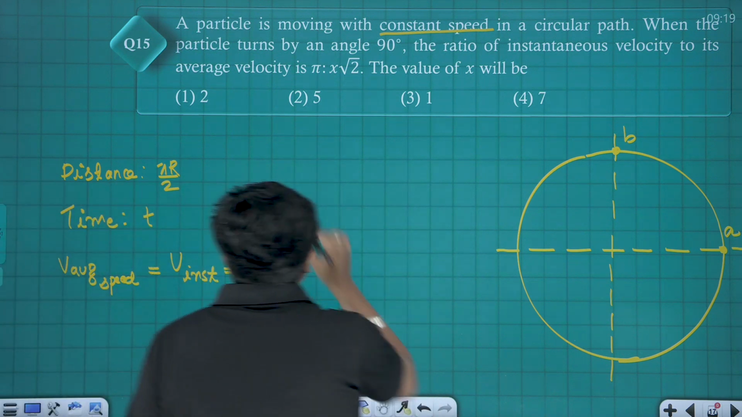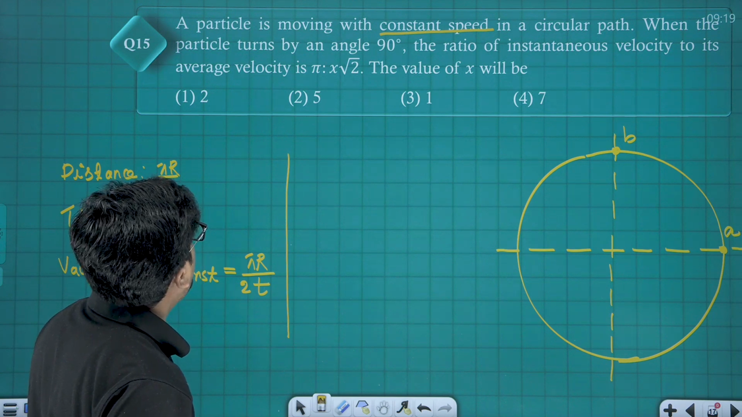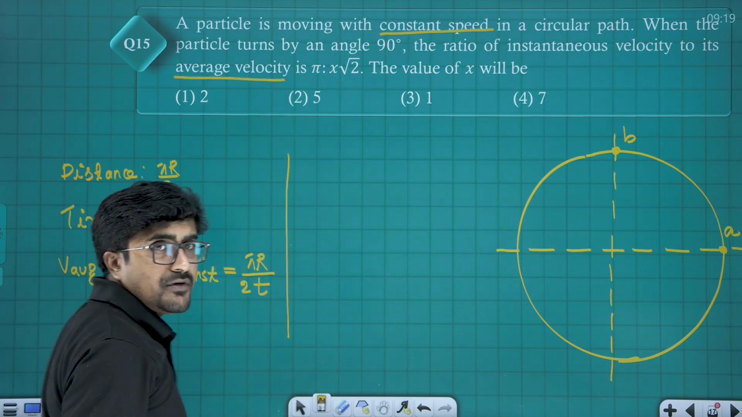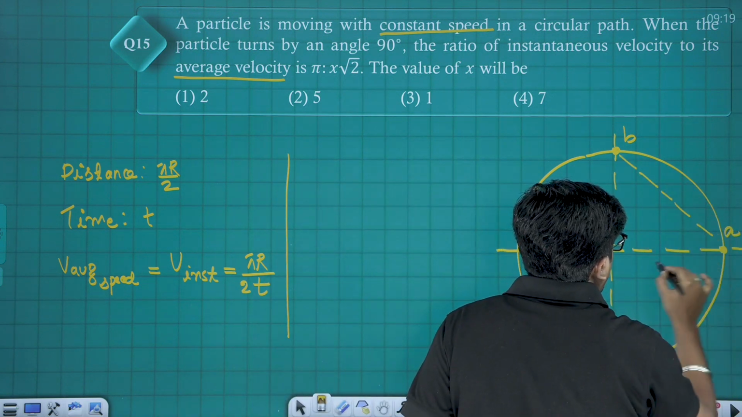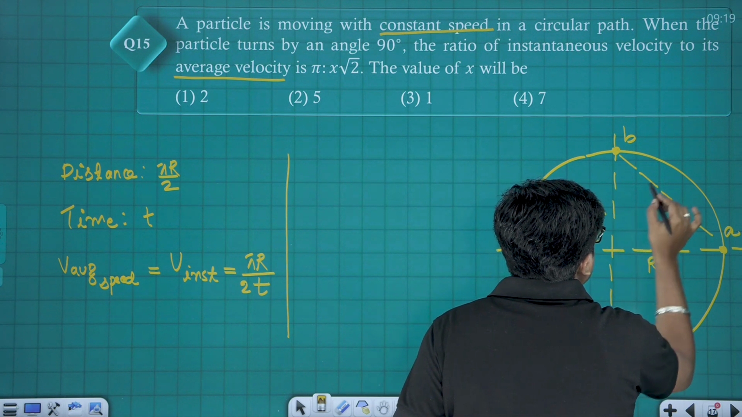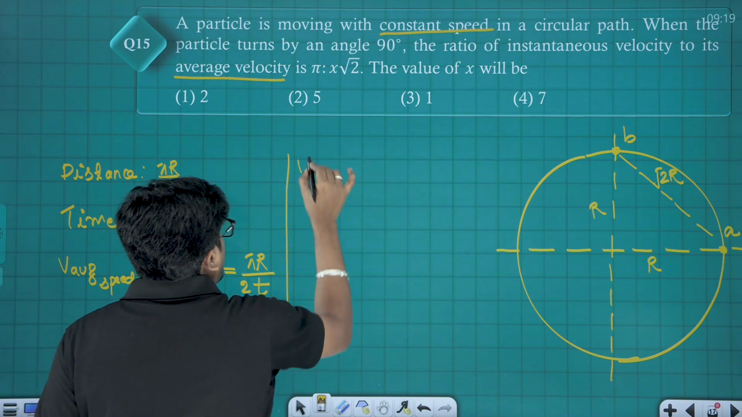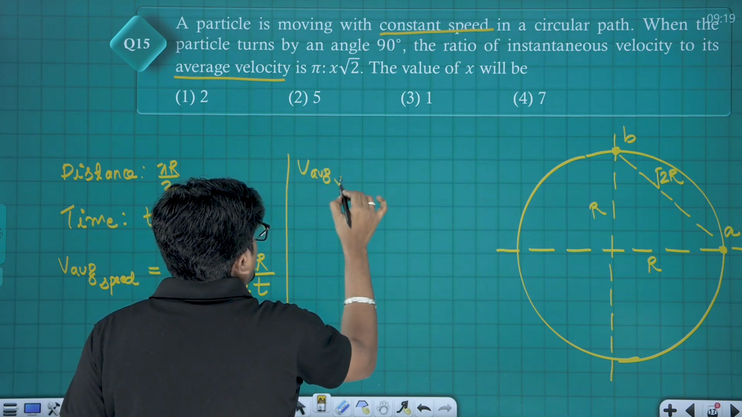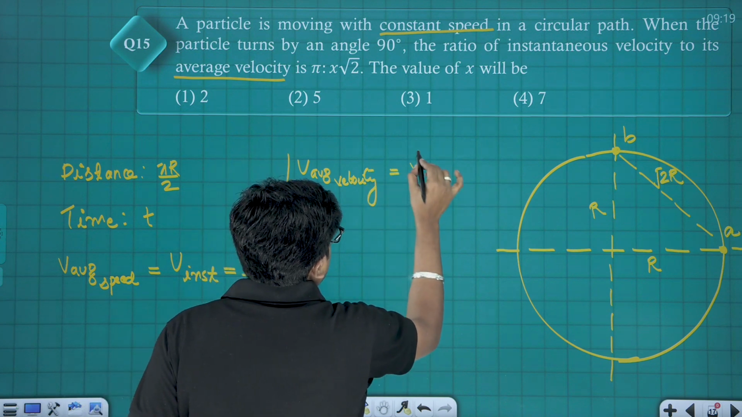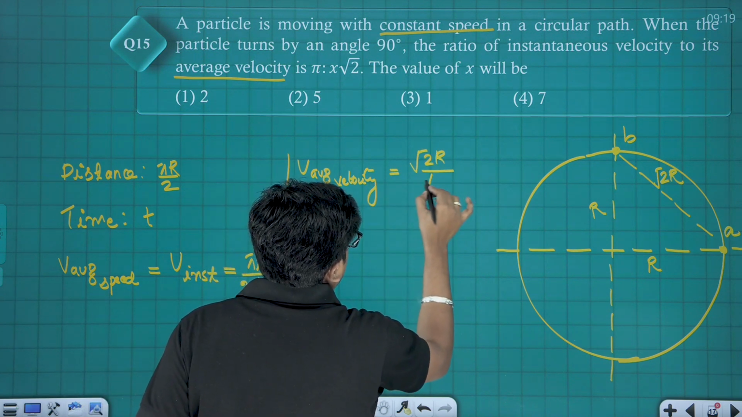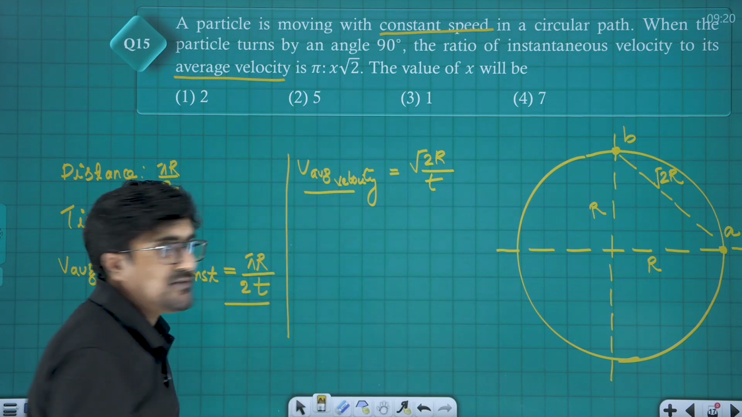Now if I want to calculate the average velocity, first of all we must know the total displacement. Capital R being the radius, total displacement is going to be under root 2 times R. This time we are talking about the average velocity, so total displacement is under root 2 times R and time taken is t. So here this is average velocity and here this is instantaneous velocity.